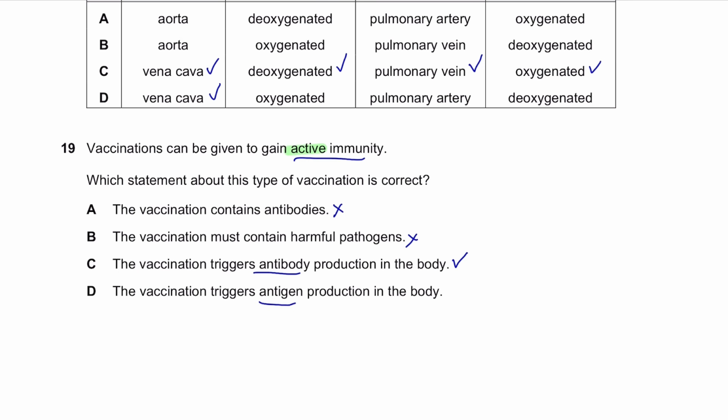Then part D, it says the vaccination triggers antigen production in the body. Okay, antigen is something that's on the pathogens. And why would you take vaccinations to produce pathogens? It doesn't make sense. So no.